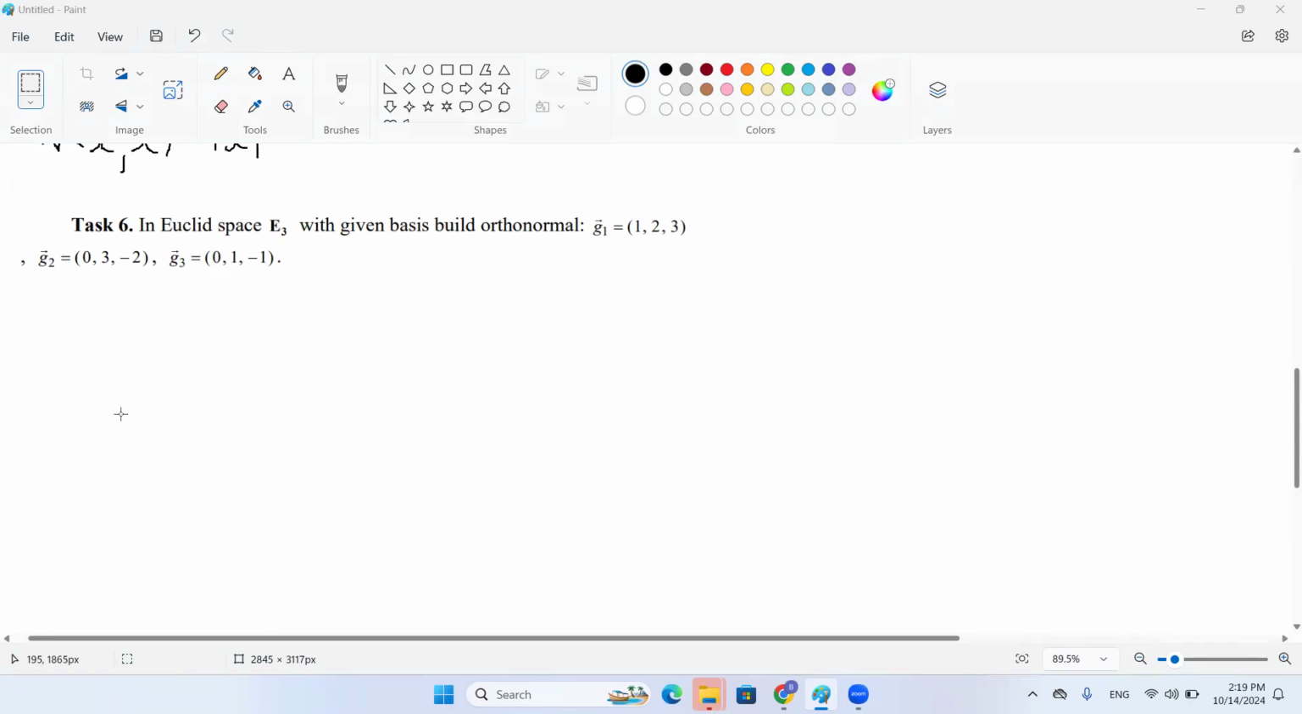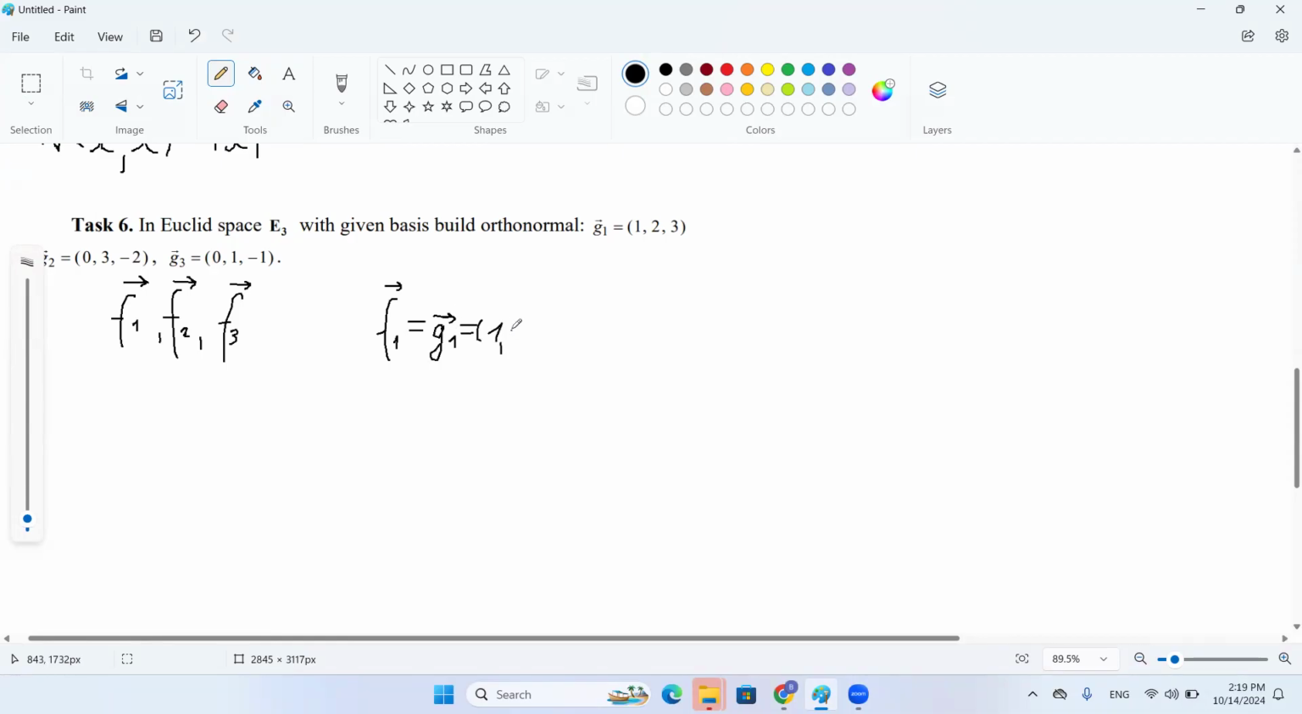Okay. So first of all, we need to find orthogonal vectors. And then we will normalize. It will be much easier. So we need to find vectors f1, f2, and f3. It will be their orthogonal basis. So first of all, f1 we will set as g1. So it will be this vector. So 1, 2, 3.